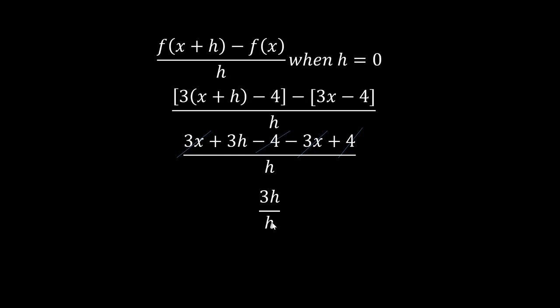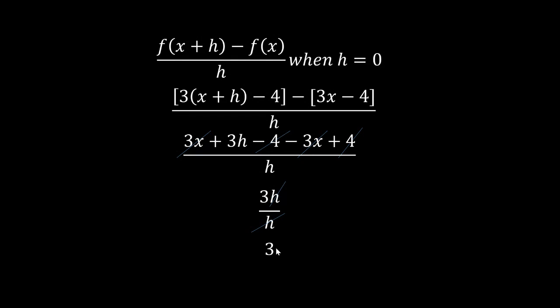And now we can say, hey, these h's will cancel. And I want to point out that we do want to make h equal to 0, but in this particular example, we're not going to be able to, because the h's are just going to go away. So the answer to this is 3.